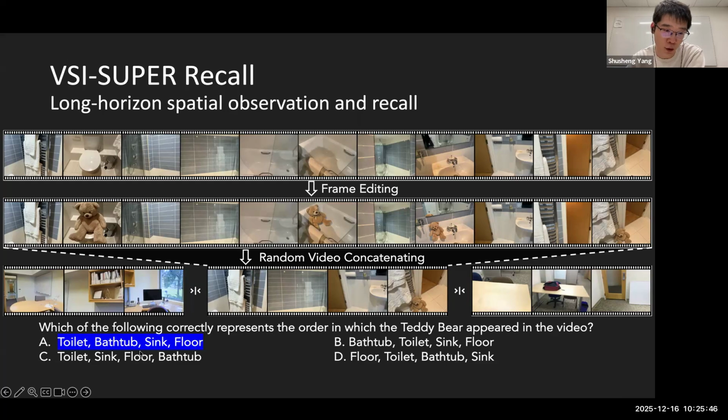And we ask the model the following question: which of the following represents the order in which the teddy bear appeared in the video? The correct answer is: the first time the teddy bear appears is on top of the toilet, the second time is inside the bathtub, the third time is on the sink, and the last time is on the floor. So it's about recalling several key frames from very long-horizon observations.